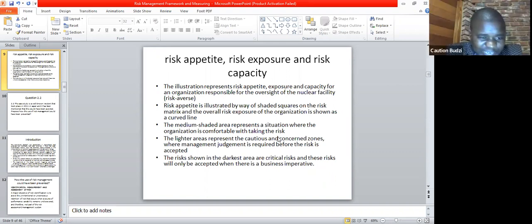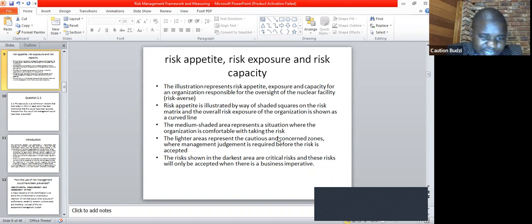Oh, okay. I did find this template on the internet. If you search for templates for risk appetites, you will find a number of these templates. But the idea is to look for a template which matches the risk.